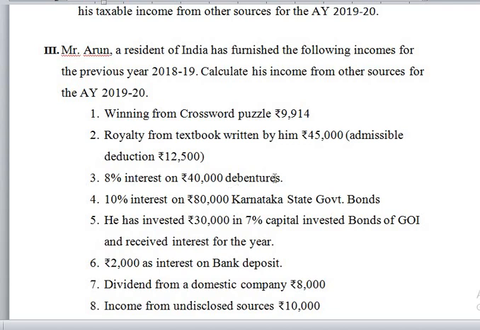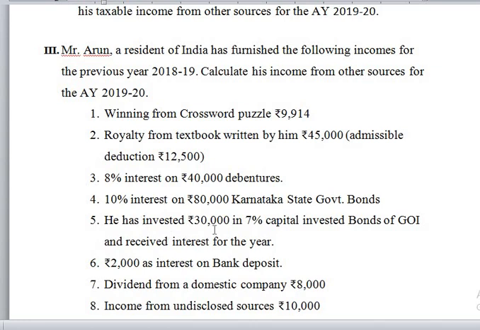8% interest on 40,000 debentures. It is a kind of non-government securities or commercial securities. They have given the amount of investment and the rate of interest. Moreover, it is less tax securities, so no need to be grossed up on the interest. We should take only interest, 40,000 into 8%. 10% interest on 80,000 Karnataka state government bonds. It is a kind of government securities or government bonds. In such cases, it is less tax, so we should take only the amount of interest. TDS or grossing up will not be allowed on the government securities.